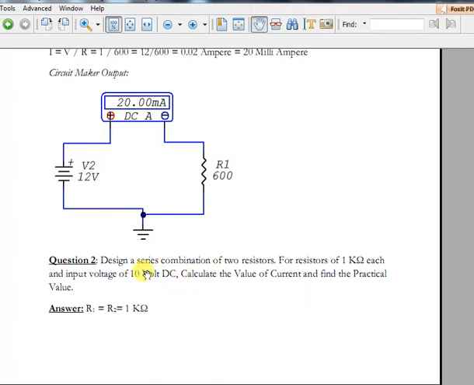Read it carefully. The question is, design a series combination of two resistors of 1 kilo ohm each, with an input voltage of 10 volt DC. Fine, two resistors of 1 kilo ohm and 10 volt DC. Calculate the value of current.